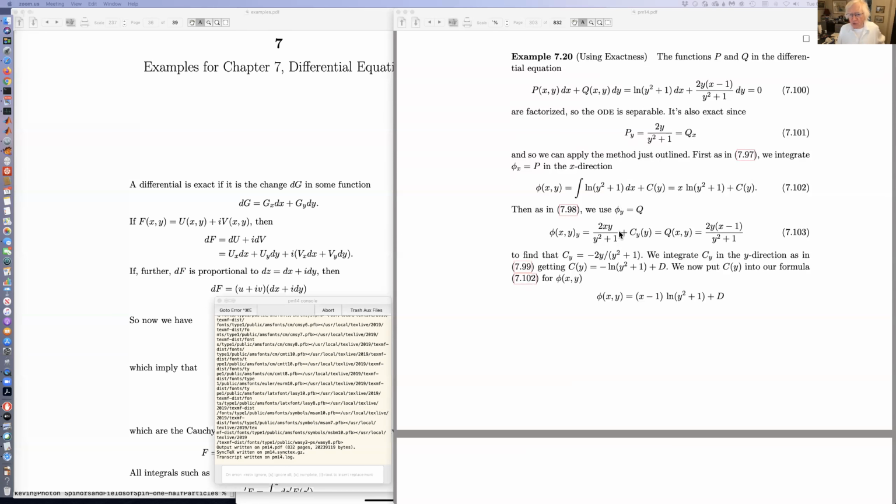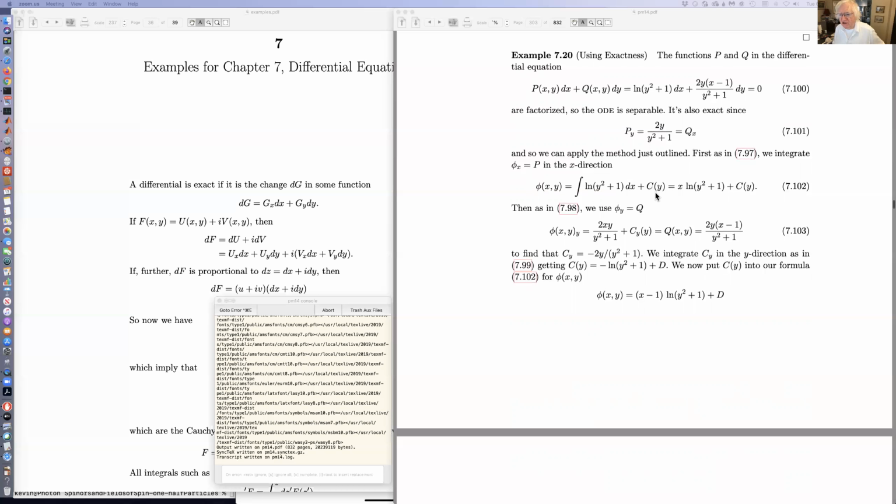And so what can we do? What we can say here is that phi sub x is p, and so we integrate in the x direction.